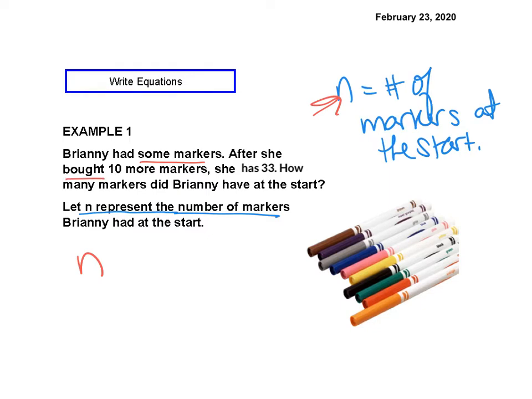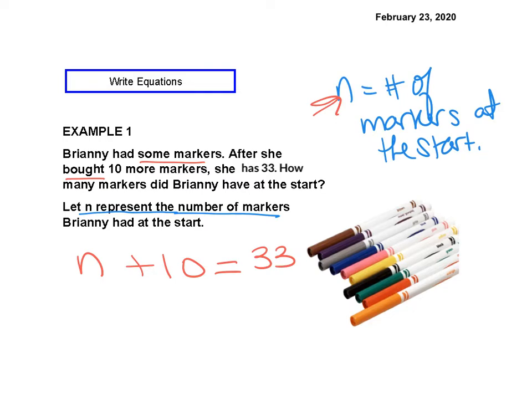Bought 10 more means simply to add 10 more. Remember, we've done that too. What words mean to add, subtract, multiply, and divide? That's important for writing expressions. So, after she bought 10 more, she has 33. So, had, has, or is, those words mean equal. So now she has 33. This is our equation.